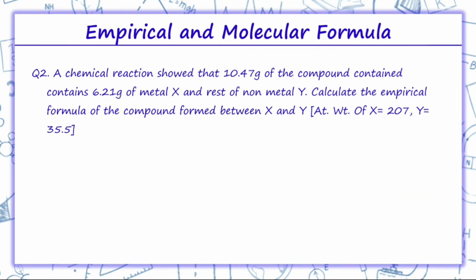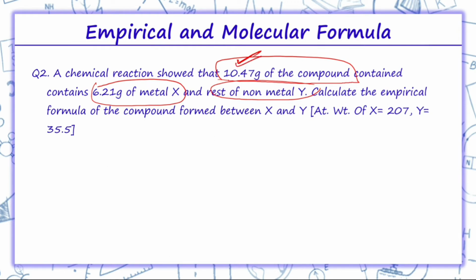Next question is, a chemical reaction showed 10.47 g of the compound contains 6.21 g metal X and the rest non-metal. So obviously, if the total is 10.47 and the metal is 6.21, the non-metal will be 10.47 minus 6.21. We have to calculate the empirical formula, and the atomic weights are given to us.